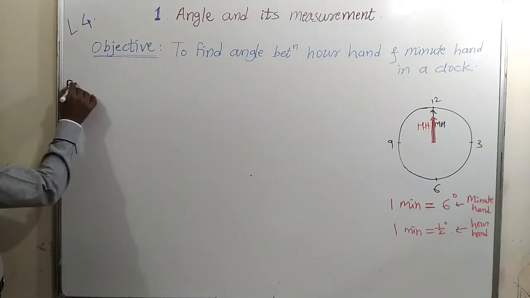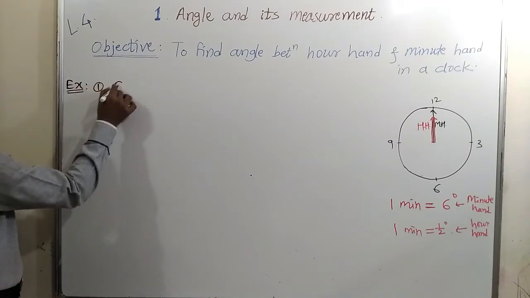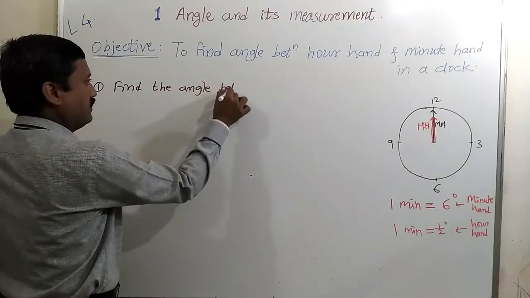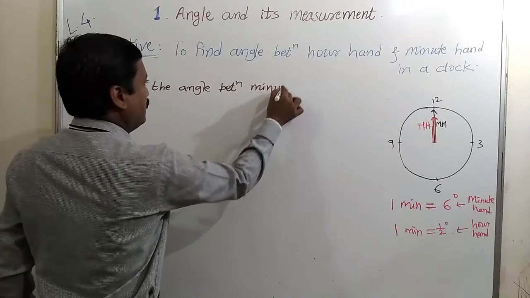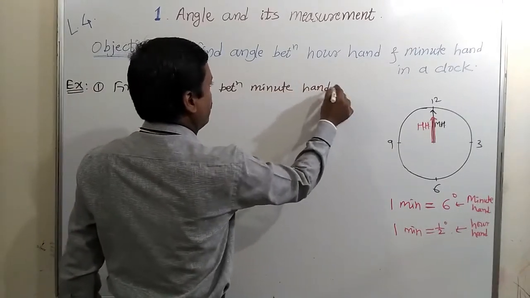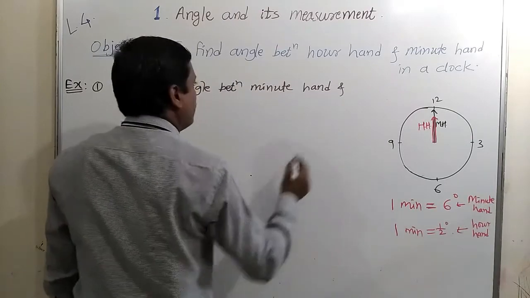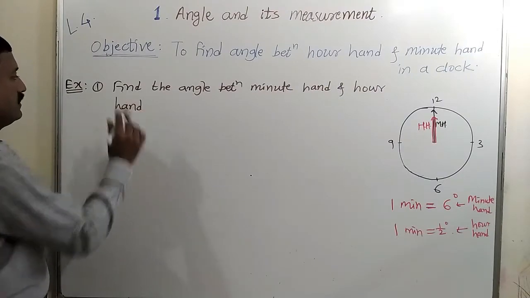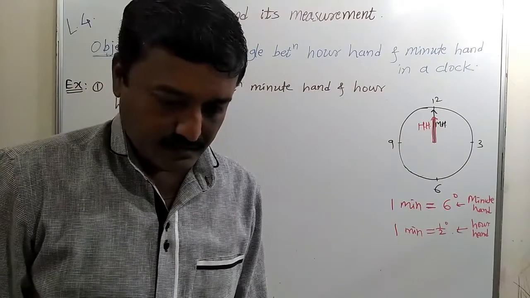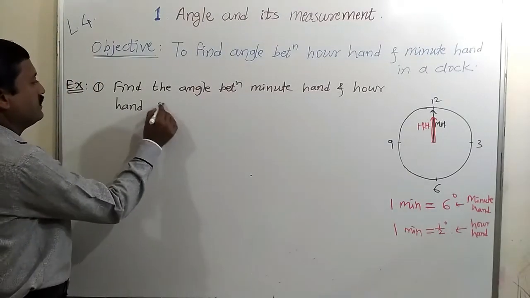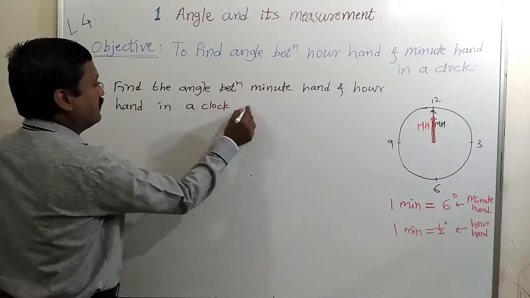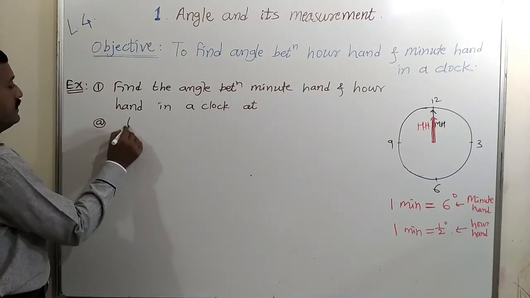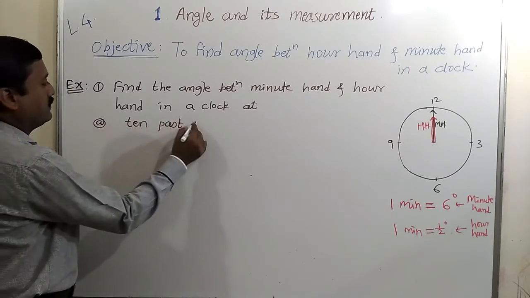Let us see one example. Find the angle between the minute hand and hour hand in a clock at 10 past 11.